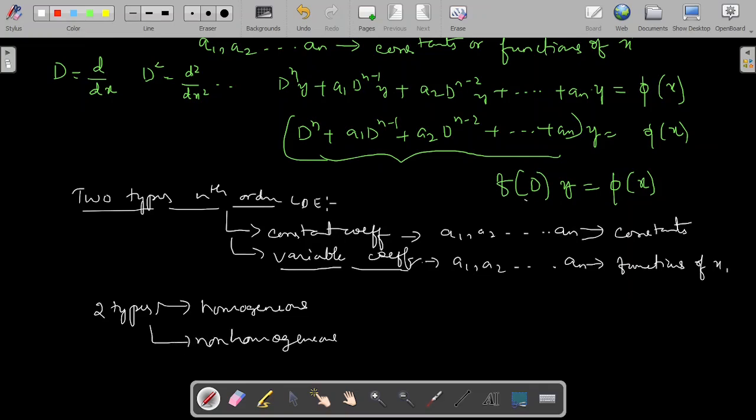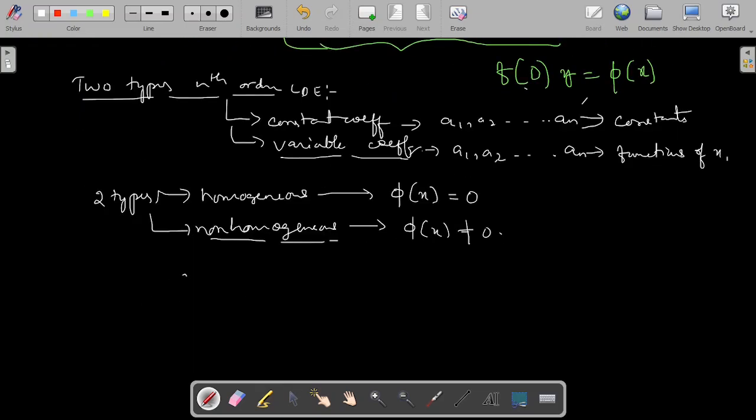Under nth order linear differential equations only, homogeneous means phi of x equal to 0. Non-homogeneous means phi of x not equal to 0. There is a function on the right hand side of the equation which is not equal to 0. There is some particular function that will be given. So in that case, the differential equation becomes an nth order non-homogeneous linear differential equation. If this phi of x becomes equal to 0, then it is a homogeneous differential equation. These are the categories of nth order linear differential equation.